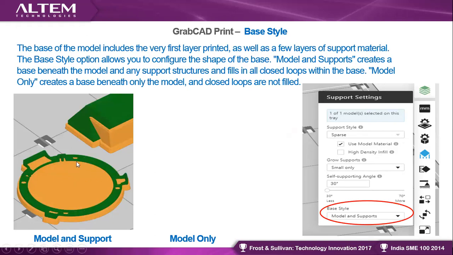So you can see the inner faces, whatever the inner support structure. So this material is a waste for me. I don't want to waste this much material at the center of this design. So I can choose the base style option, right? If you click on the base style model and support option, it will create a base only at the model, wherever the model structure is there. So only at this side.